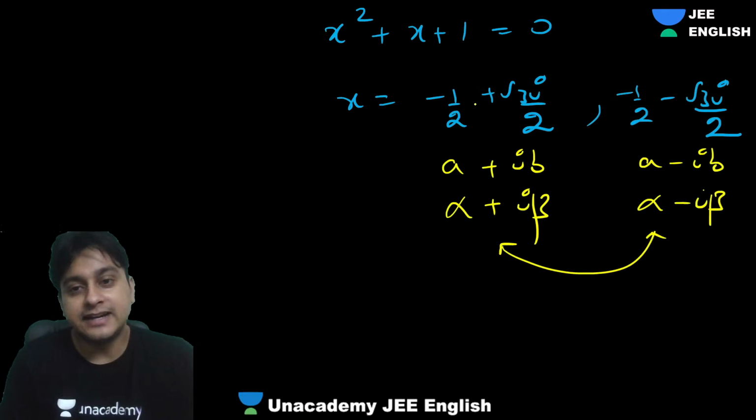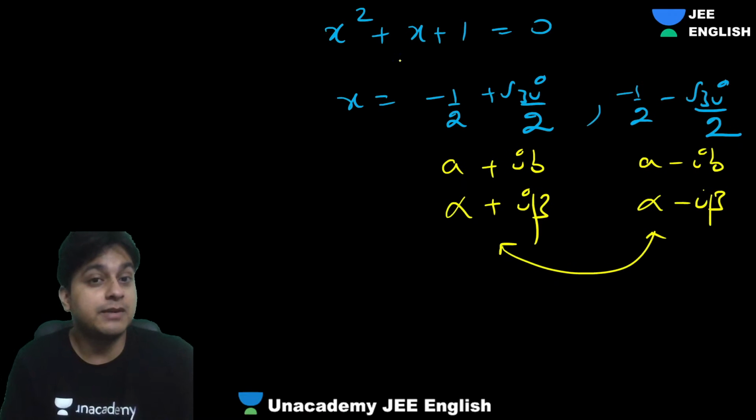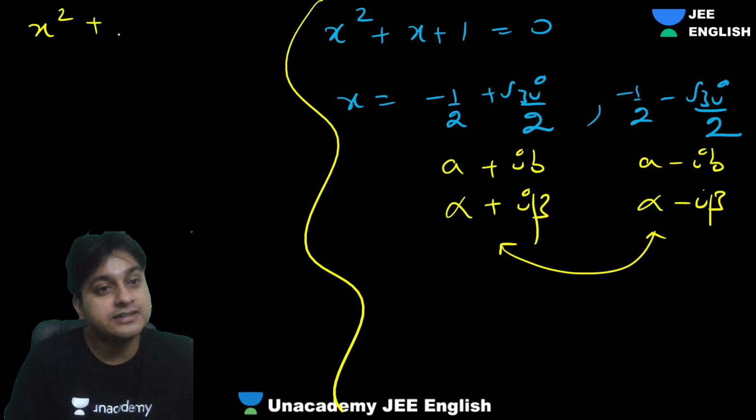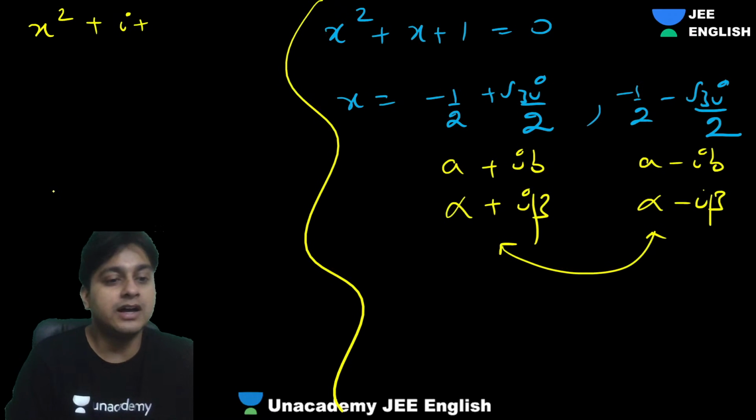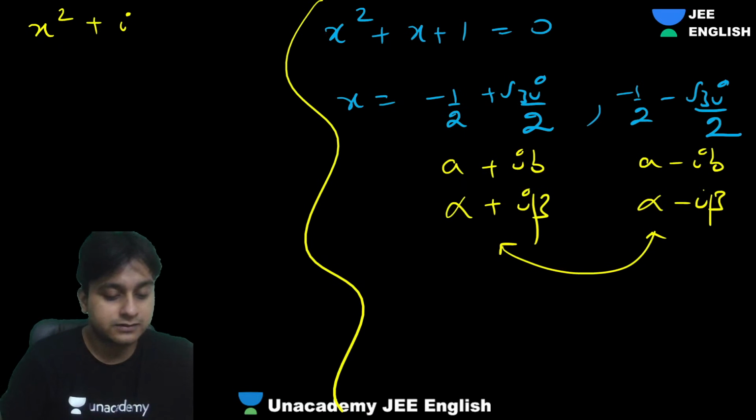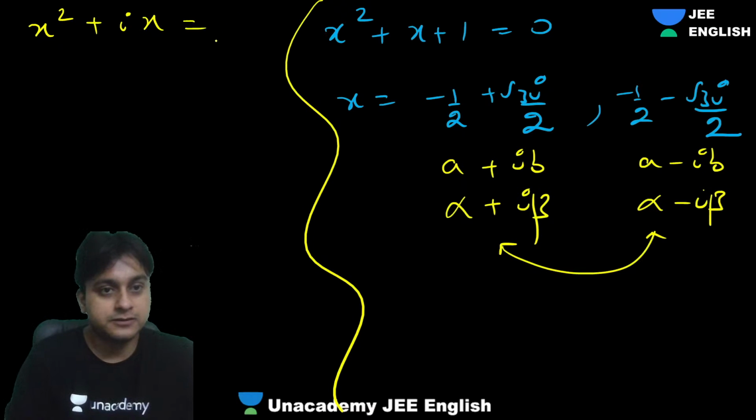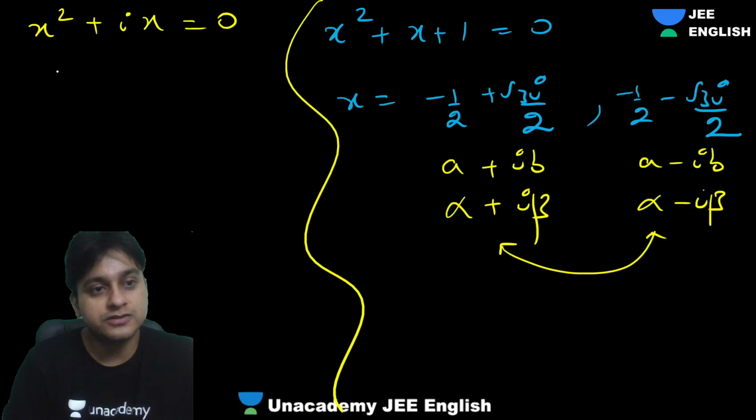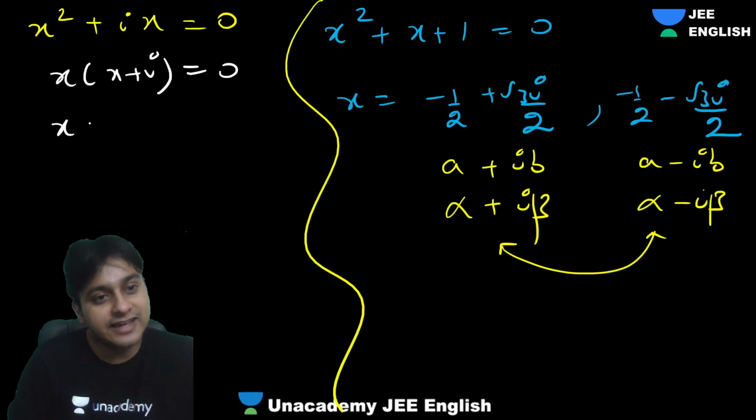Okay. So guys, that is what we have. Both are conjugates of each other. But guys, again, the same thing I am repeating again and again. Let's suppose your equation is iota x square plus iota x equals 0. So what will happen? You look at this one. What are the roots, guys? If you take a look at this one, x into x plus iota equals 0. What are we getting, guys? x equals 0 and x equals minus iota.